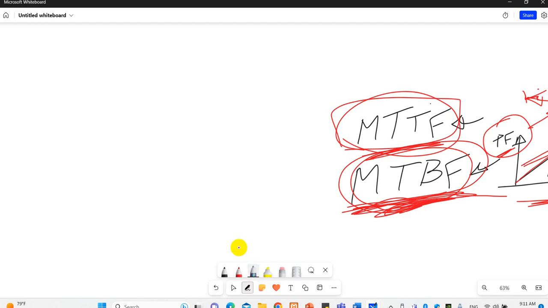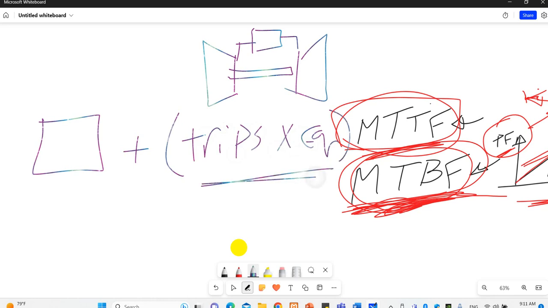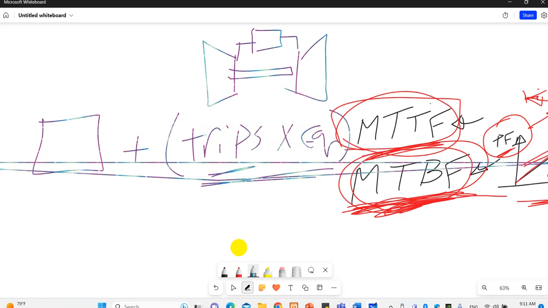The turbine running hours, when we talk about turbine running hours, is the running hours plus the number of trips times the equivalent, and it differs from turbine to turbine, manufacturer to manufacturer, model to model. For trips, the manufacturer tells you that one trip is equivalent to, for example, 5 hours running.